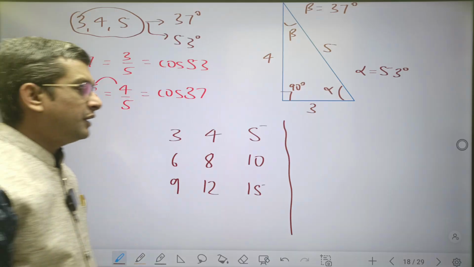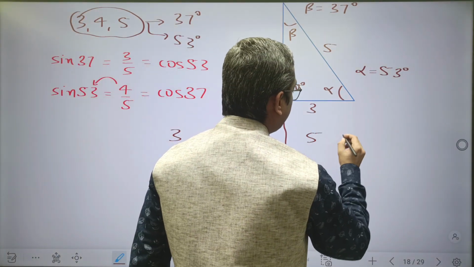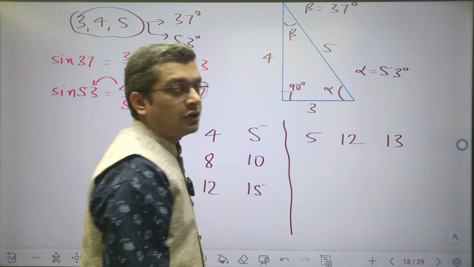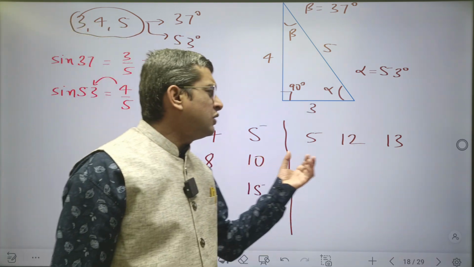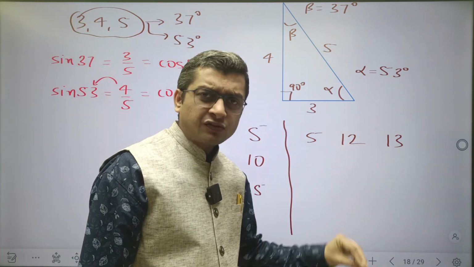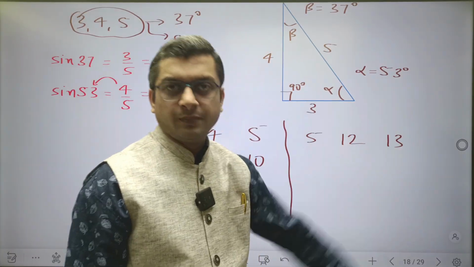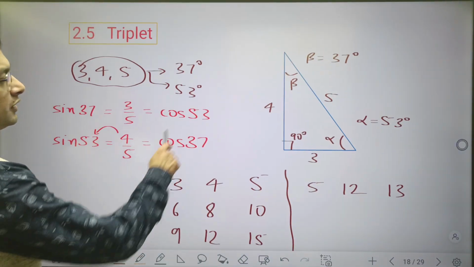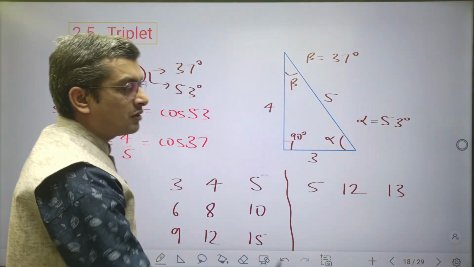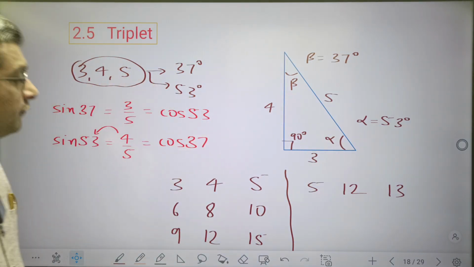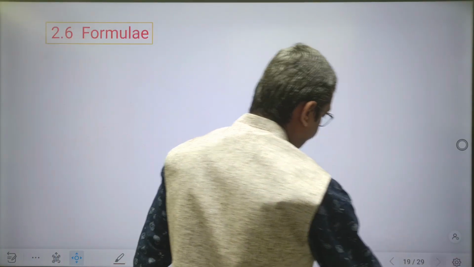Now out of this category, one more triplet is 5, 12, 13. 5 square plus 12 square is equal to 13 square. Now again you have many triplets based on this triplet by multiplying these numbers by 2, 3 and so on. Isn't it? So this is important, no? In vectors, you come across such kind of questions where you have to use this triplet, that is 3, 4, 5. So triplet is over.